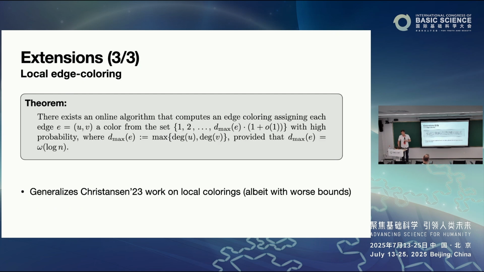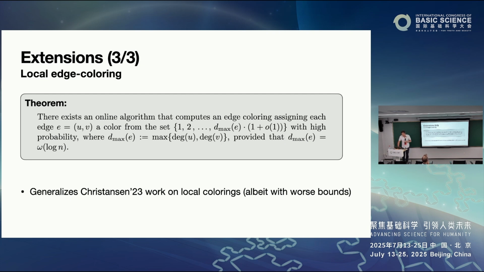There's another version that was introduced in 2023, called local edge coloring, meaning that if I look at an edge e that is incident to very low degree vertices, I want to use colors of very low index. Basically, for edge e, I am allowing myself to use colors up to the maximum degree of its endpoints.